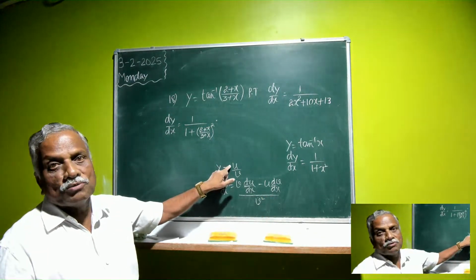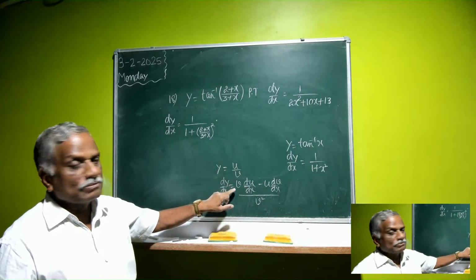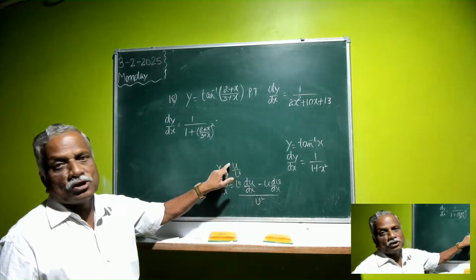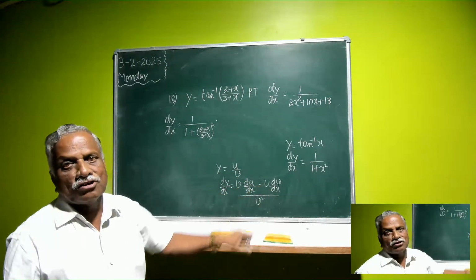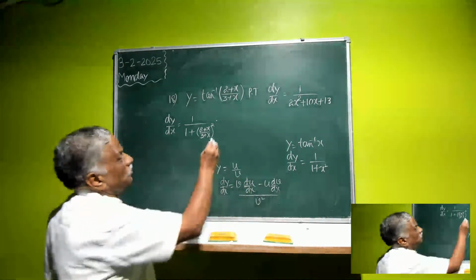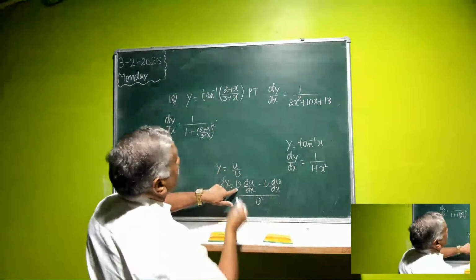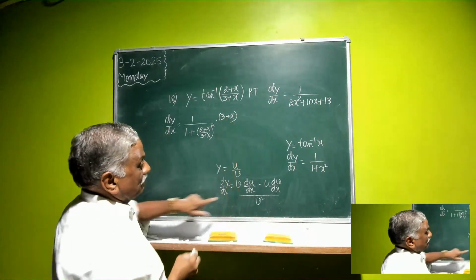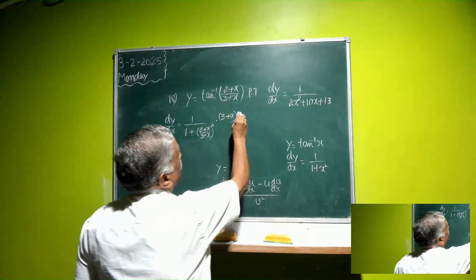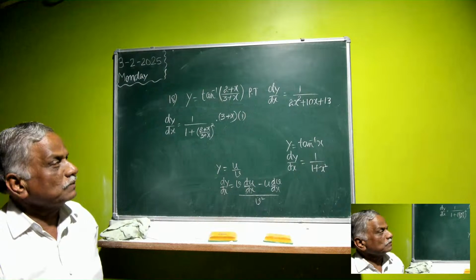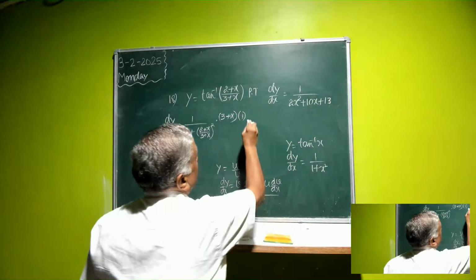First, you should differentiate the numerator, keeping the denominator as it is, then put a minus sign. Then keep the numerator as it is and differentiate the denominator, divided by v square. This is the formula. So I should keep the denominator, 3 plus x, as it is. I must differentiate the numerator: 2 is 0, x is 1. There's a minus sign, so I write a minus sign.